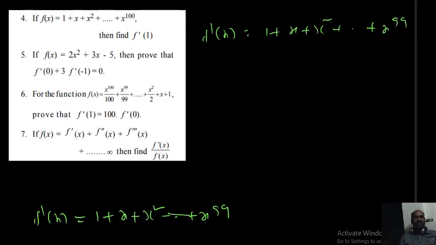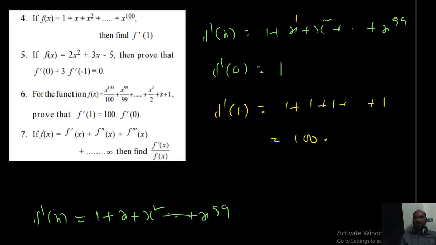So what do you want? f'(1). So first, f'(0) you want first of all. f'(0) equals 1 only. So what should we prove? f'(1) equals 100 times something. Means first of all you want to find f'(1). f'(1) equals 1 + 1 + 1 + ... 1 to 99 plus 1 to 100, that is 100 times 1. Instead of 1 I can write f'(0). So what happened? f'(1) equals 100 times f'(0).